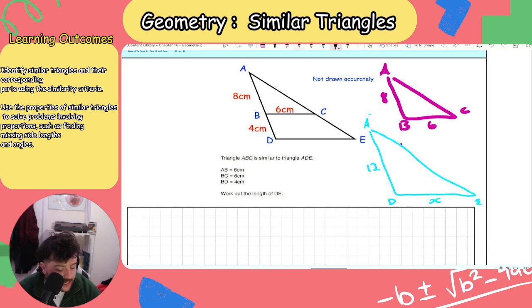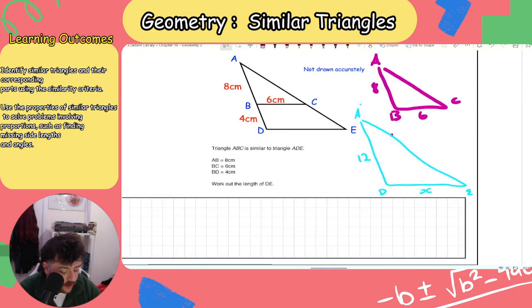Work out the length of DE. We're going to be using my theorem of similar triangles, so the sides are proportional to each other. So I know AD divided by AB, this side divided by this side, should be equal to DE divided by BC, this side divided by 6. Now you might be asking yourself, is there any reason why I did AD divided by AB?